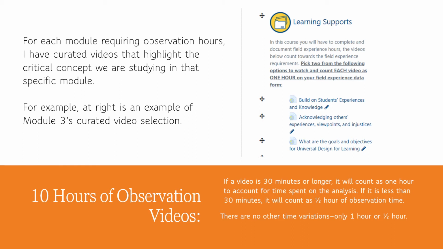If a video is 30 minutes or longer, it will count as 1 hour to account for the time that you're going to spend on the scripting and analysis. If it's less than 30 minutes, it will count as half an hour of observation. There are no other time variations, only the 1 hour and the half hour.